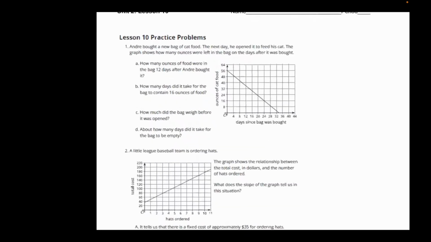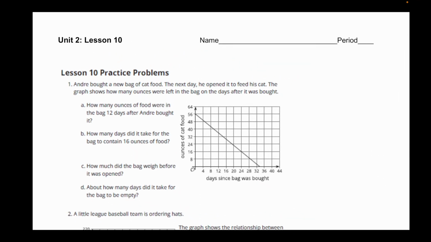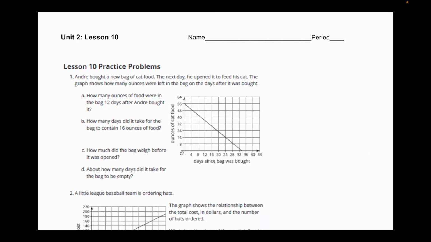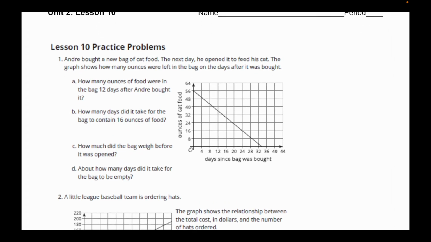And in today's video, we are looking at the practice problems for Unit 2, Lesson 10 of Illustrative Math Algebra 1. So let's hop right in and see where we're at. This lesson was about connecting equations to their graphs. So we're going to be using and getting a lot of information from graphs in this practice assignment.